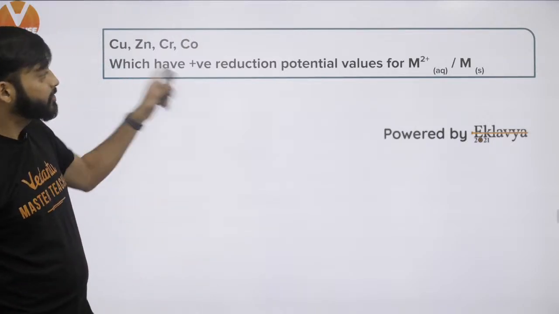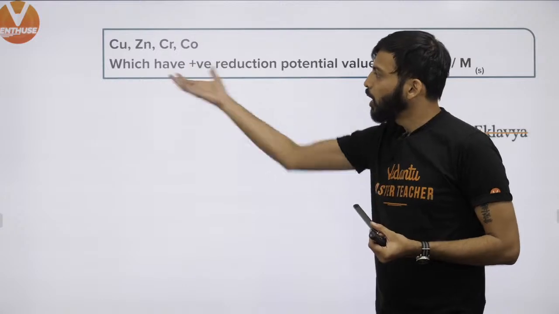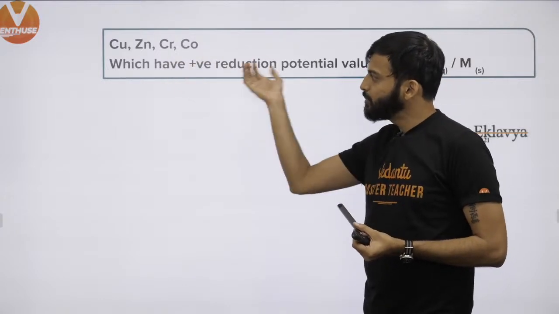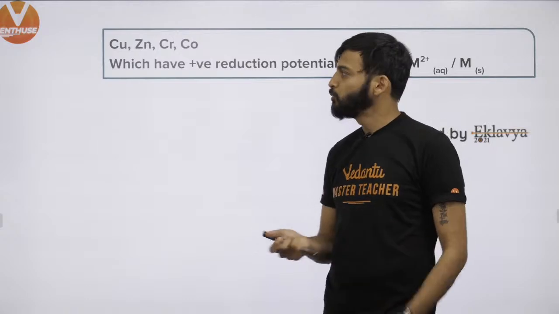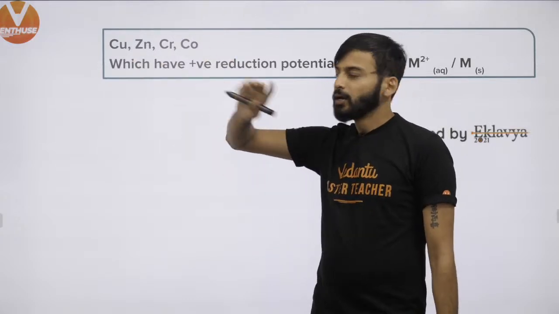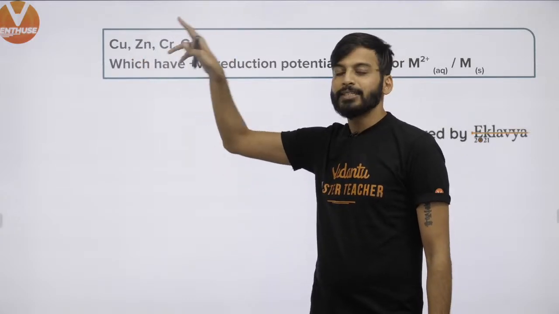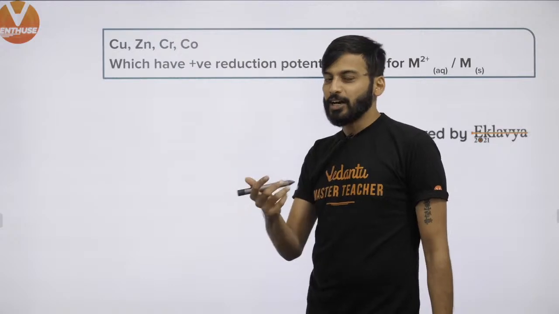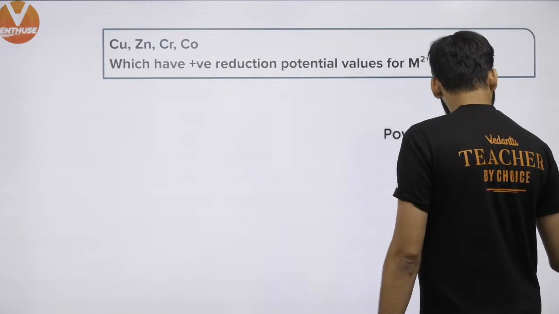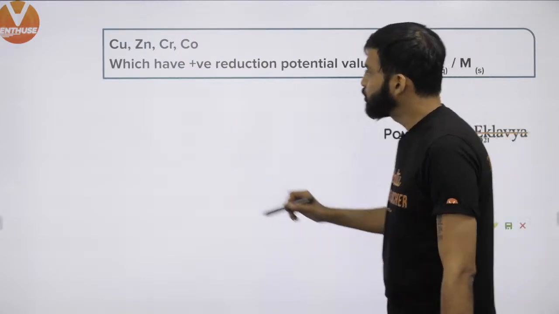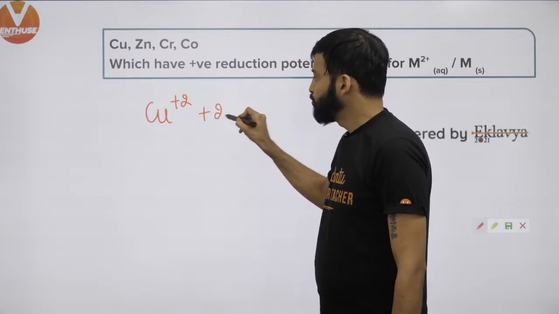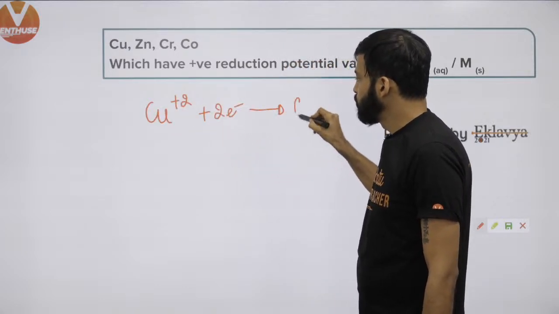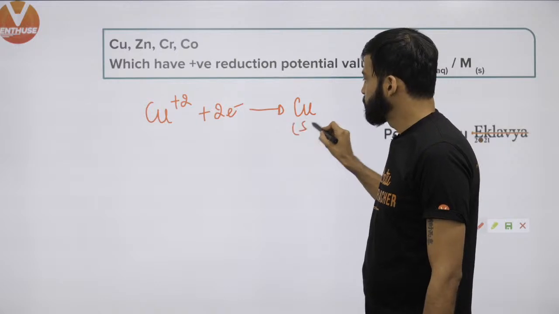Yeah, this is also again a data-driven question. Out of these elements, which will show positive reduction or positive SRP value? The correct answer is copper. Out of all these, copper has the positive SRP, meaning copper from its +2 state would be readily converted into copper solid. This is your aqueous.